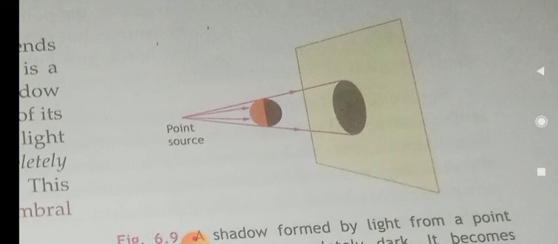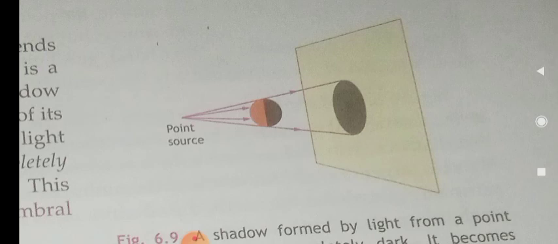Okay, then the shape of the shadow depends on the relative positions of the source, object and the screen, or rather the angles between them. So the shape of the shadow depends on what? The relative positions between the source, object and the screen.